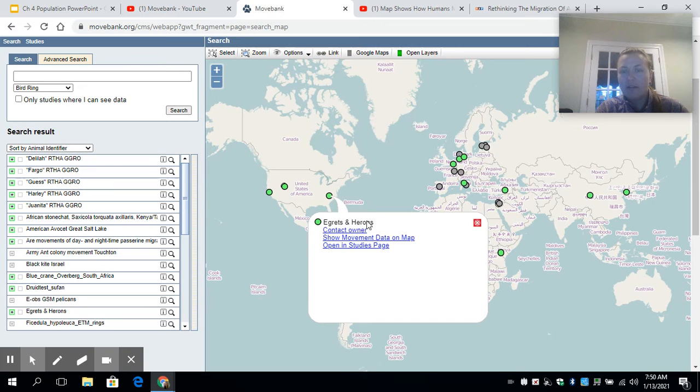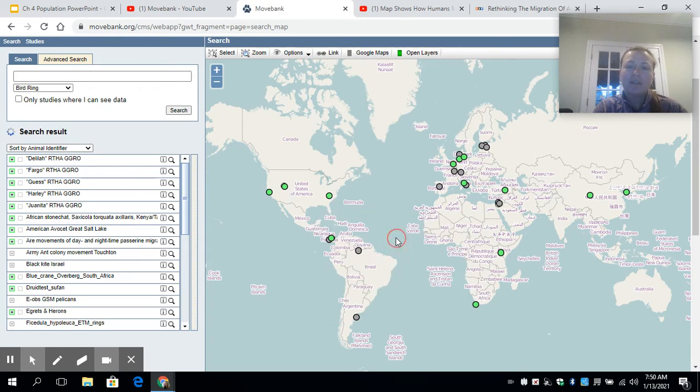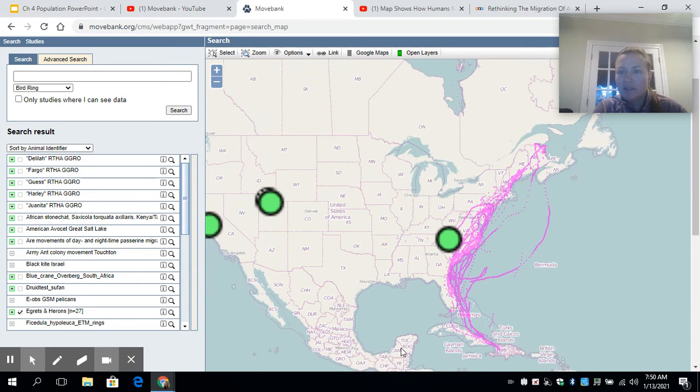So egrets and herons. These are those great big water birds that kind of look like cranes. I just want to look at the movement data here. So we would see these in New Jersey coming through. These are those big white birds or those big gray birds that hang out in ponds and they fish with their beaks.